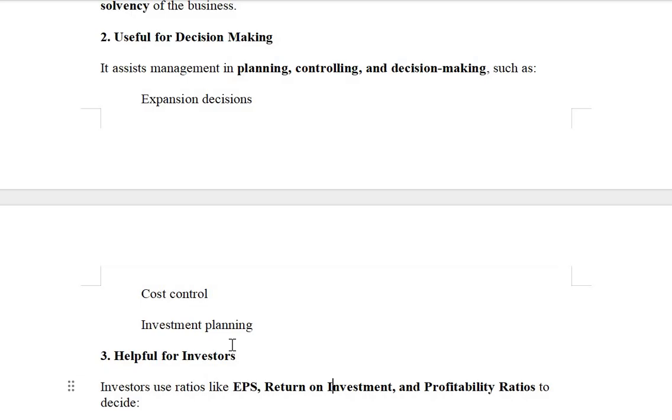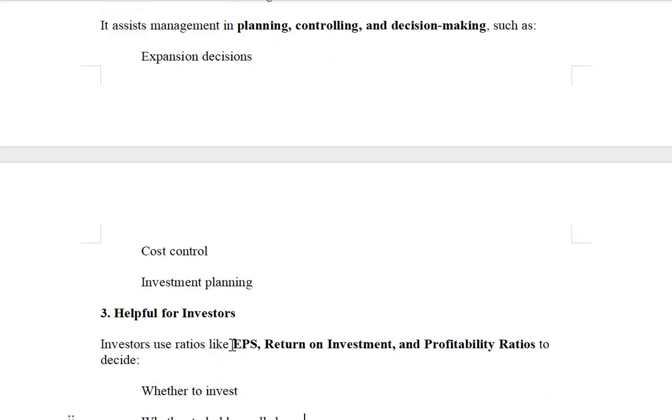In an organization we can take a decision to expand or to improve, or make changes, or take decisions with respect to reducing cost or increasing investment. In all these aspects, ratio analysis plays an important role.